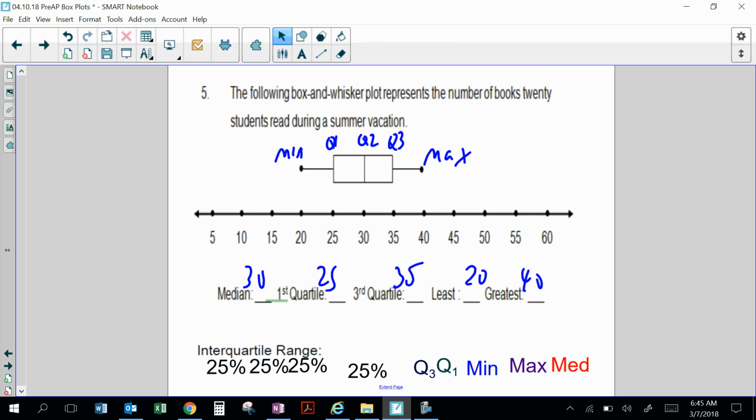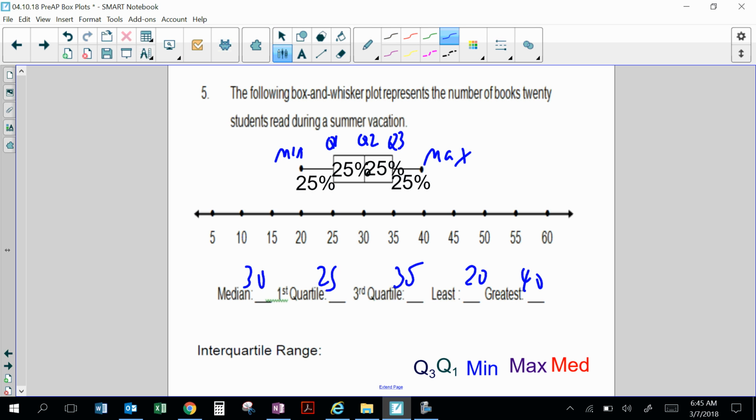And then let's put the 25%. 25% goes here. 25% goes here. 25% goes here. 25% goes here. Oh, I already have our labels here. So what's the interquartile range? It ranges from 25 to 35, or 10.